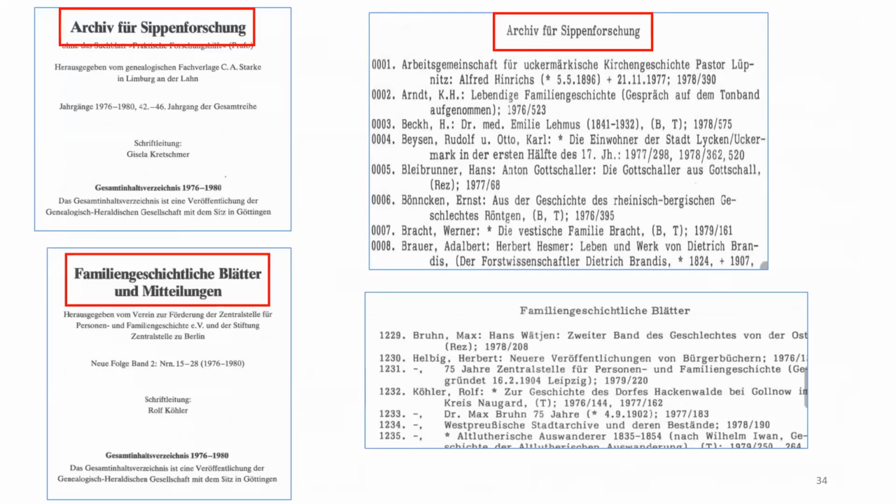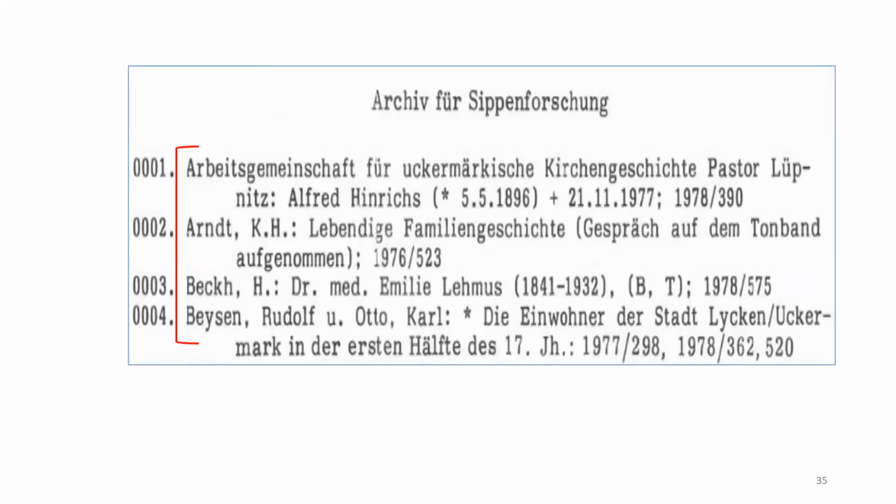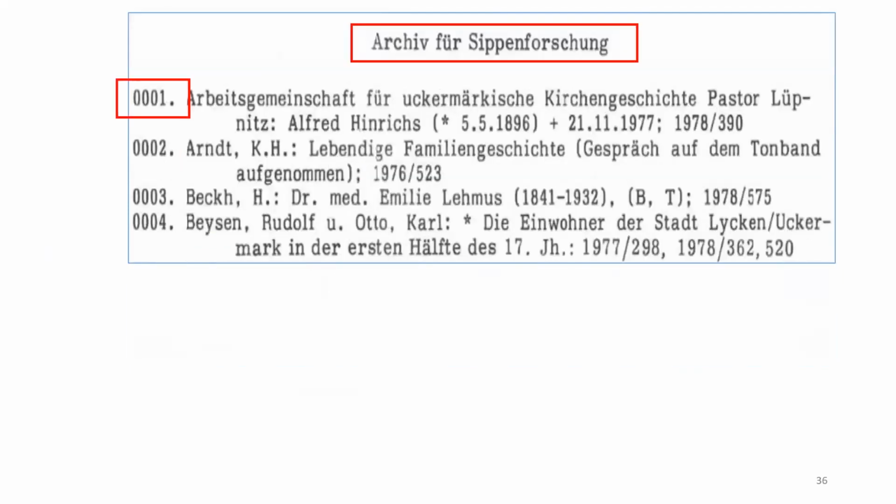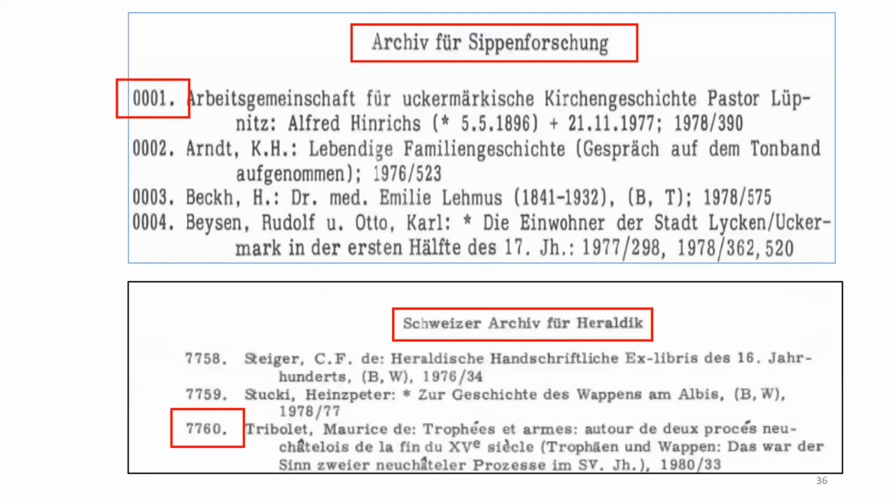On the bottom left is the title page for the Familiengeschichtliche Blätter und Mitteilungen, and to the right of it is the abbreviated form from the article page, Familiengeschichtliche Blätter. The articles are listed alphabetically according to the name of the author or compiler. The first article in the first periodical being indexed receives the first number, and the numbering continues throughout the entire volume until you come to the last article in the last periodical, which receives the last number.